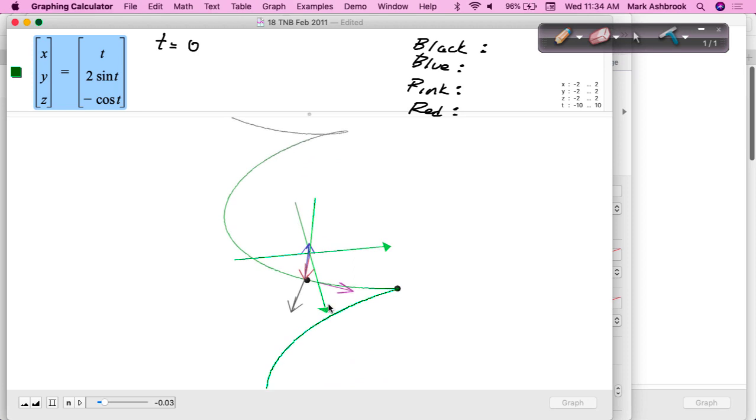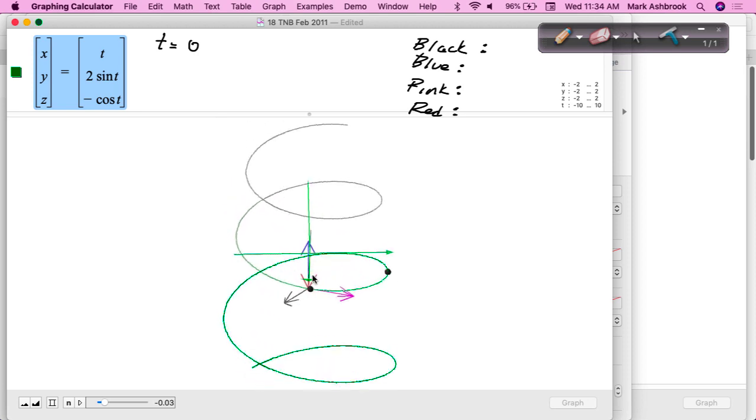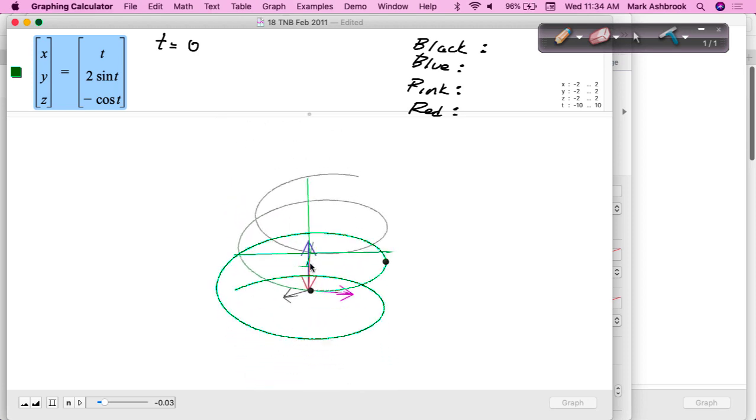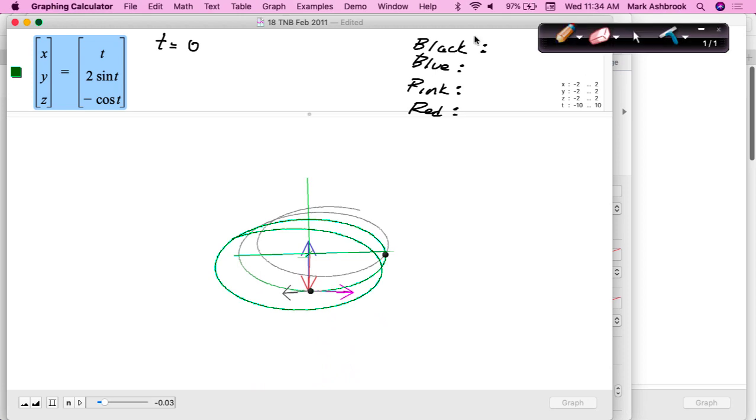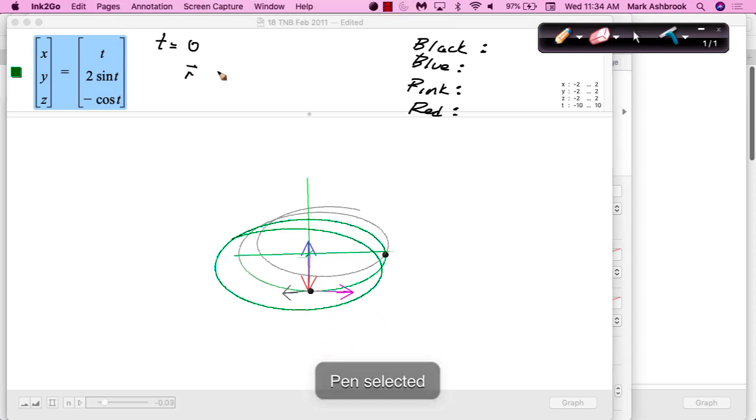All right, so what is the red vector? It's (0, 0, -1), and that should make sense. That's what you get when you plug 0 into our function. So r of 0 is (0, 0, -1), and it looks like that, right? It's pointing straight down, and it's what you get when you plug 0 into the function.